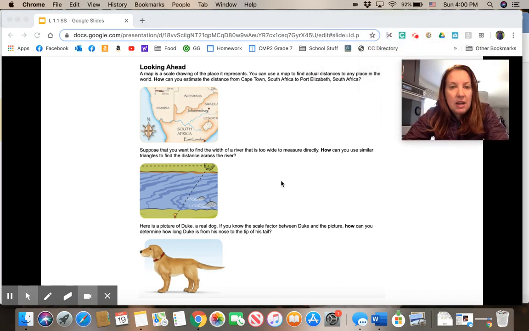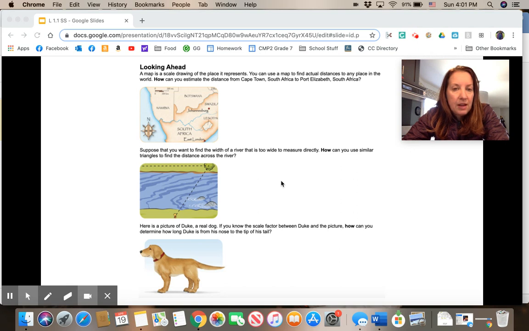So in the beginning here, we have the first page. This is usually page 2. It's that looking ahead where we talk about what kinds of questions we're going to have in this unit. So here they are. The map is a scale drawing of a place it represents. You can use a map to find actual distances to any place in the world. How can you estimate the distance from Cape Town, South Africa to Port Elizabeth, South Africa?